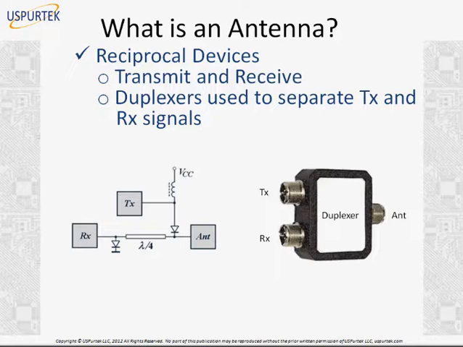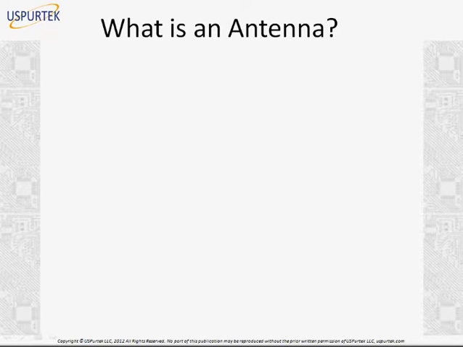Now, since they are reciprocal devices, we must use some device to separate the transmit and receive signals, because both signals are carried on the same antenna. Typically a very common device called a duplexer is used on the antenna side, which separates the transmit and receive signals going to the electronics. On the picture you see a typical antenna and the duplexer circuit, which uses a quarter-wave (lambda by 4) circuit, basically an isolator, to isolate between the transmit and receive side.